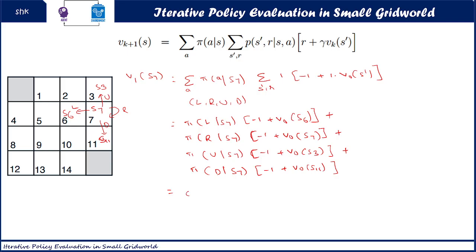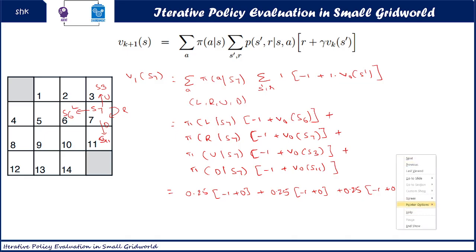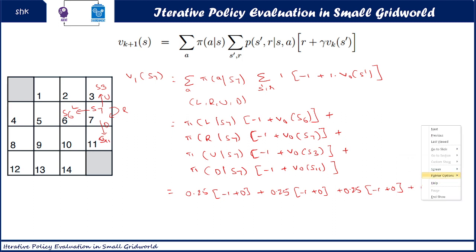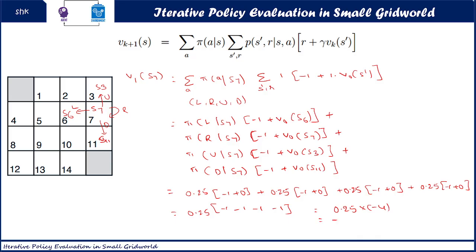As the initial V naught for all the states is 0 and the probability of every action is 0.25, or 1 by 4, I'm taking 0.25 into minus 1 plus 0, plus 0.25 into minus 1 plus 0, plus 0.25 into minus 1 plus 0, plus 0.25 into minus 1 plus 0. Now, if you take 0.25 as a common factor, 0.25 into minus 1 plus 0, minus 1 plus 0, minus 1 plus 0, minus 1 plus 0, which gives 0.25 into minus 4, which gives minus 1.